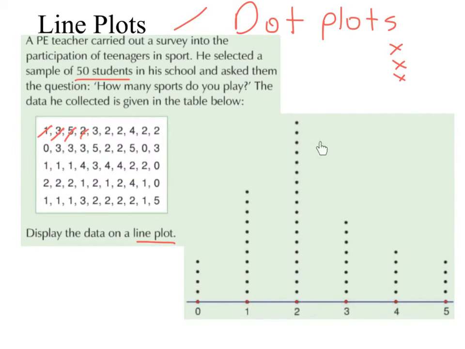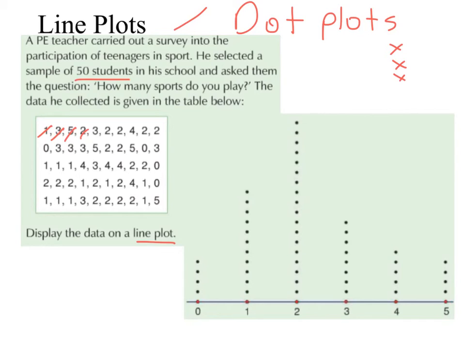So this is known as a dot plot. It's a very easy question at Leaving Cert Ordinary level. And just make sure that your gaps are the same in between each of your lines of dots. It can be drawn out with X's instead.